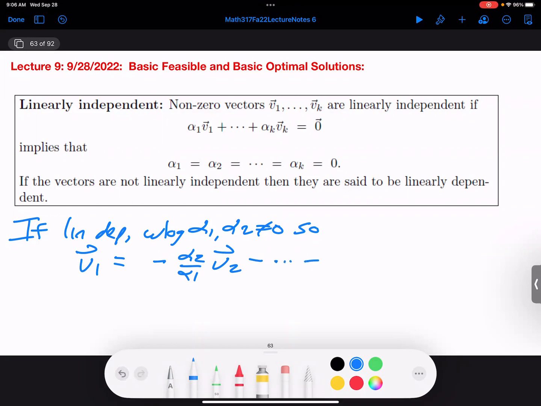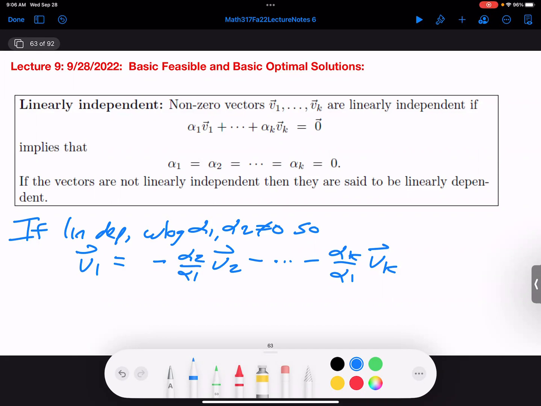Dot dot dot minus alpha k over alpha 1 VK. So if the alphas are not all 0, at least 2 of them have to be non-zero. I can divide through by alpha 1, and I can now write V1 in terms of everything else. So I don't really need all these k vectors, if they're linearly dependent, to span the space. I can do it with k minus 1.